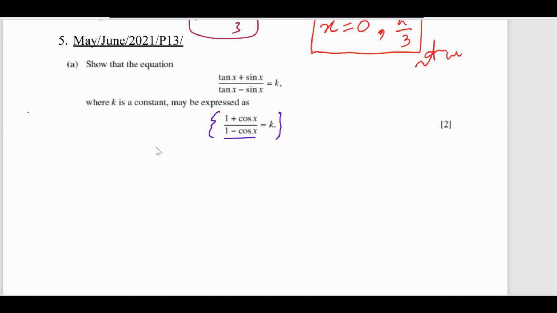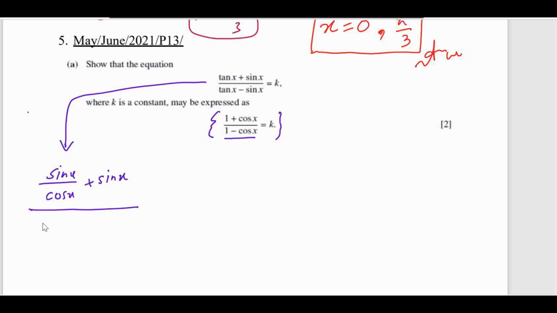Now here this will be tan of x, so we will take this side, the left hand side, and we can write this one as sine of x by cos of x plus sine of x, whole divided by sine of x by cos of x minus sine of x.